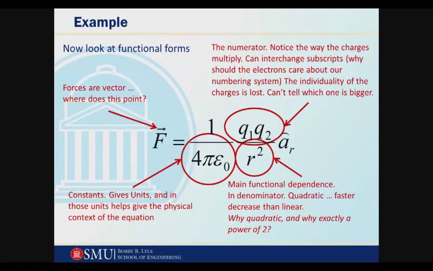On the right-hand side, moving a little bit to the right, to the r squared in the denominator, this is the main functional dependence. It's quadratic, and it's faster. It's a faster decrease than linear. And we can ponder the question, now why is this quadratic? And what's far more interesting and far more philosophical, why exactly is it a power of 2? Why isn't it r to the 1.99999 or r to the 2.0000001? Again, there's something really beautiful about nature when we get the math and we get the physics right.